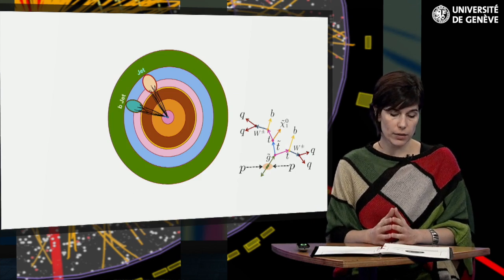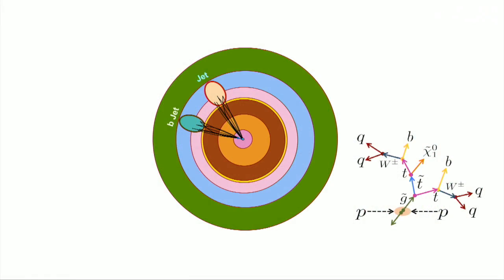To increase sensitivity in models that involve a large multiplicity of B quarks in the final state, like the one shown on this page, we reconstruct jets originating from a B quark. We use the knowledge that hadrons containing B quarks travel a short distance inside the detector before decaying. Stable hadrons, on the contrary, come directly from the proton-proton vertex.